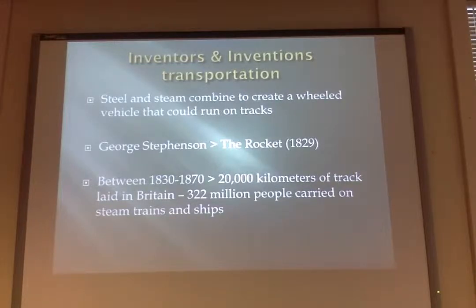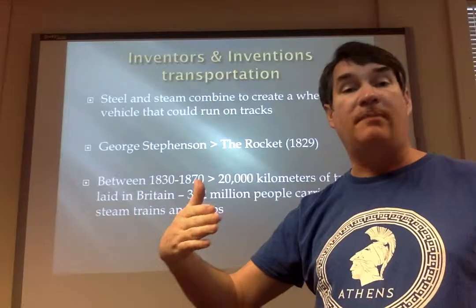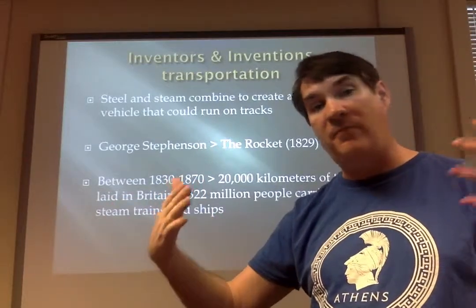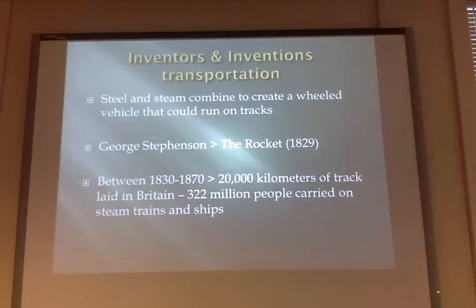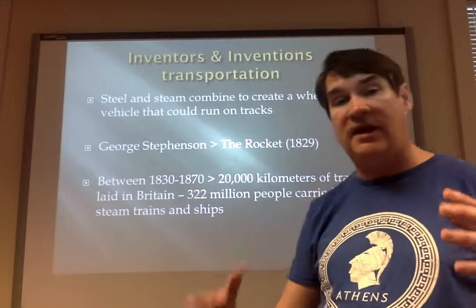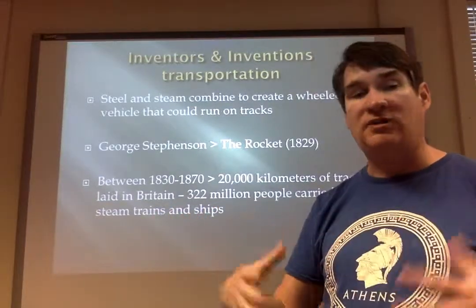Eventually, his steam engine would be used and improved upon and became a major mode of transportation for people getting from one place to the other. So, between 1830 and 1870, 20,000 kilometers of track were laid in Britain, and 322 million people were carried on steam trains, but also steam ships, which we'll talk about. The idea was that this product could also be used on the ocean and rivers as well as on land.